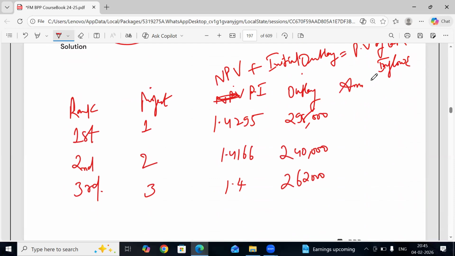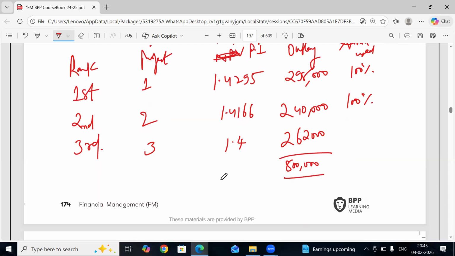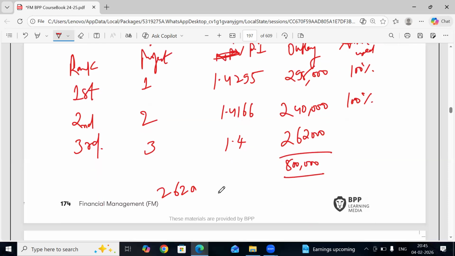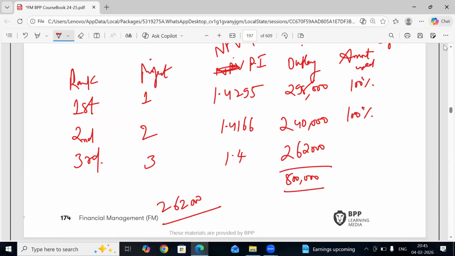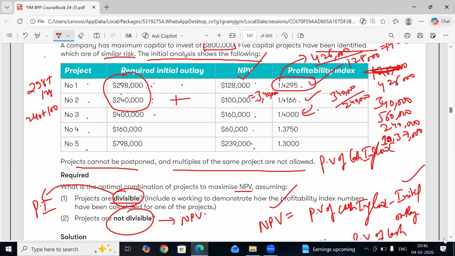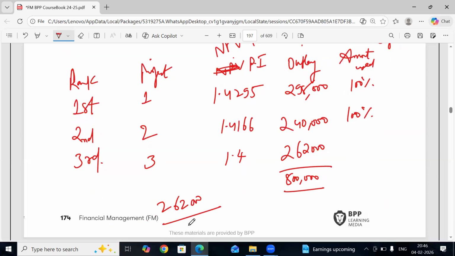So the amount used here is 100%, we have used. Here also 100% we have used. So total is 8 lakhs. Now 2,62,000 we have used, right? So 2,62,000 out of how much we had? 4 lakhs. So it is how much percent? Please calculate. It is 65.5%.